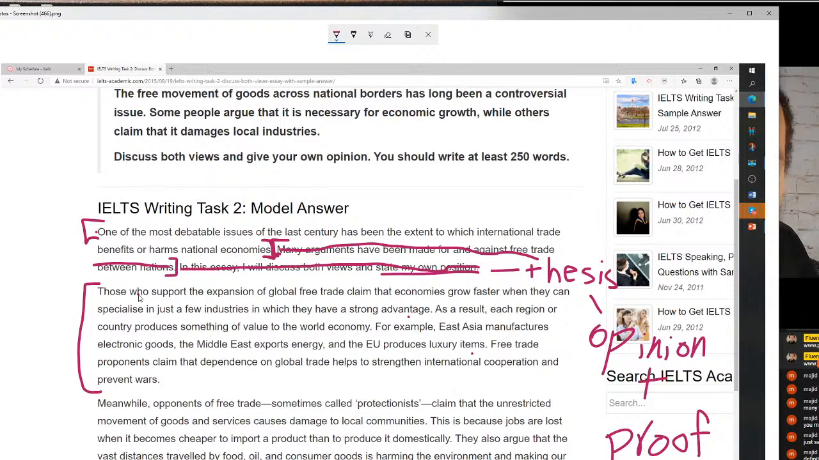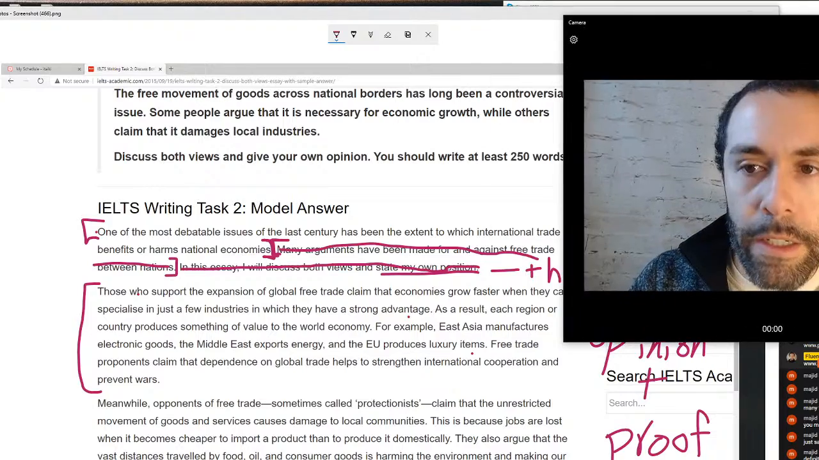Moving on, does support expansion claim that economies grow faster when it can specialize in just a few industries in which they have a strong advantage? Okay, so don't even read the rest of the body paragraph. Just read that first sentence. And what do we think is going to be the focus of this paragraph? So does it support the expansion of free trade?